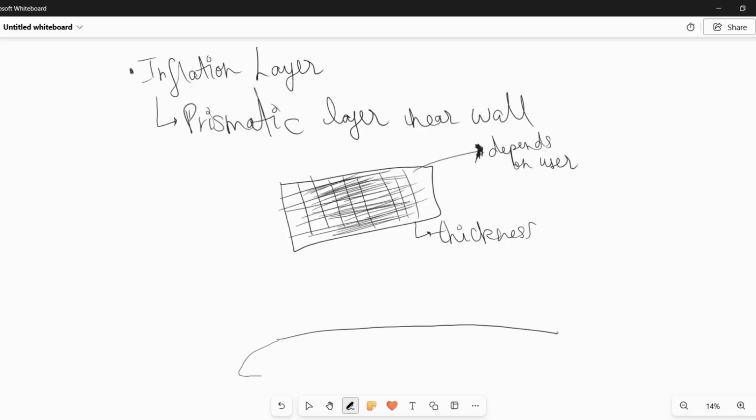So let's take an airfoil. I can never draw an airfoil properly in this pen. But yeah, hopefully you're getting the point. Okay, whatever. This is not exactly how an airfoil looks, but assume this is one.